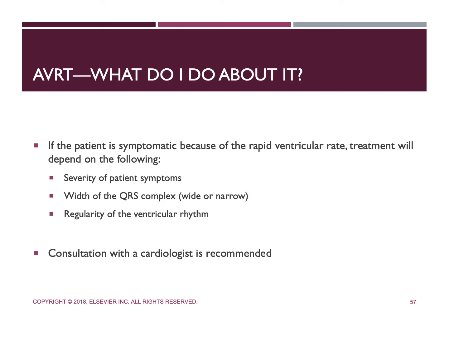So if we see a delta wave noted on the ECG, but our patient's asymptomatic, they're not experiencing any symptoms, really no specific treatment is going to be required. However, if the patient is symptomatic because of that rapid ventricular rate, the treatment's all going to depend on how unstable the patient is. It's also going to depend on the width of that QRS complex, whether it's wide or narrow, and the regularity of that ventricular rhythm. As normal, we would always consult with a cardiologist when it comes to care for a patient with AVRT.